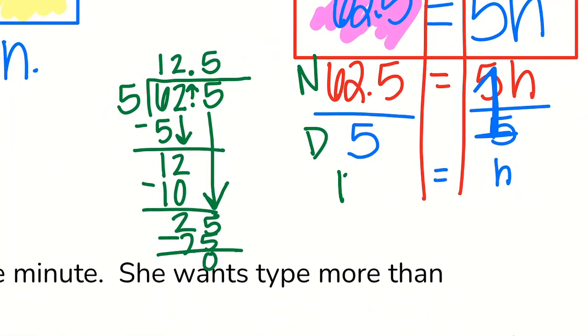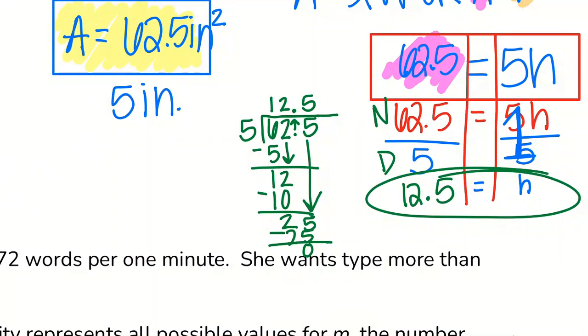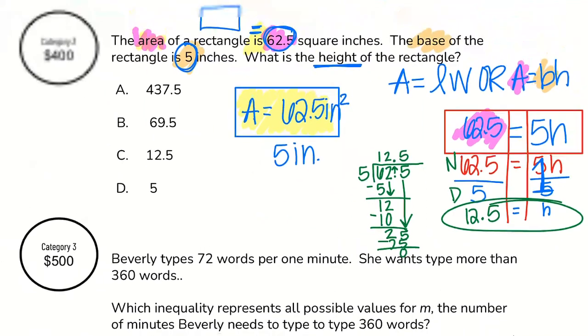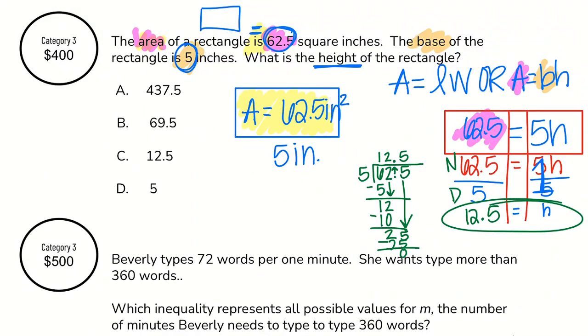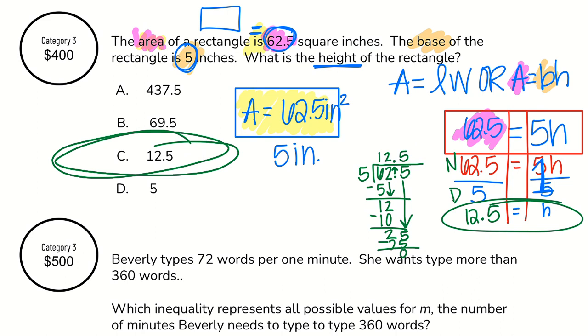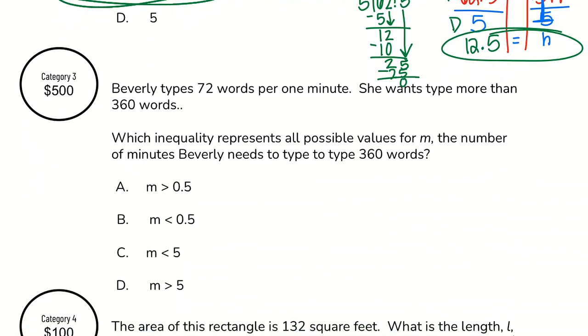So we get 12 and 5 tenths inches. 12 and 5/10 inches. Look at the answer choices. I see it. Whoop whoop. See you on the next problem.